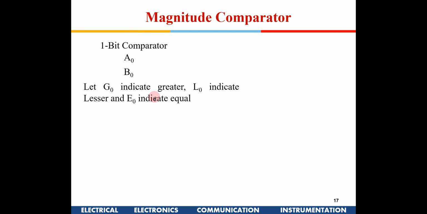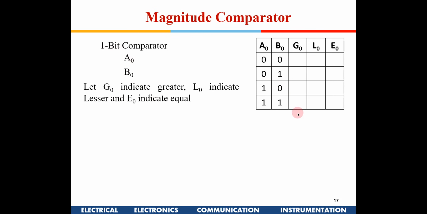So you have A0 and B0. G0 indicates that A is greater than B. L0 indicates that A0 is less than B0. And E0 indicates that A0 and B0 are the same. So we are just talking about a 1-bit comparator.